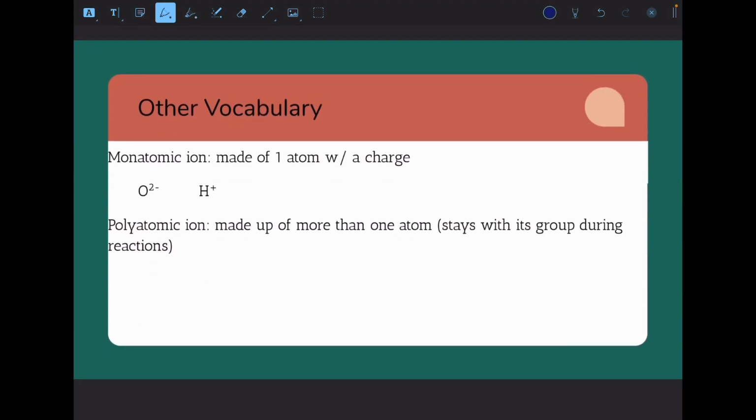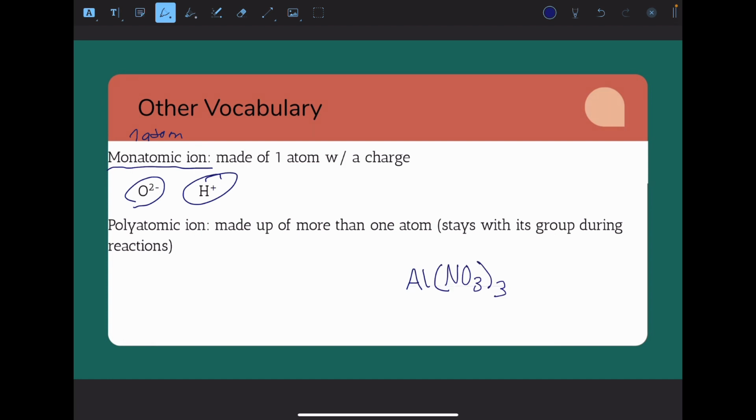You need to know a monatomic ion. Monatomic means 1 atom. It is a 1 atom with a charge, so like O2 minus or H plus, those are both monatomic ions. Polyatomic ions are made up of more than 1 atom and they stay in their group during a reaction. So an example here, we just looked at 2 pages ago, we had something like this. Basically what this means is that this NO3 right here is going to stay in its group if it ever goes through a chemical reaction. So I will have a drawing here in just a second to show you that.